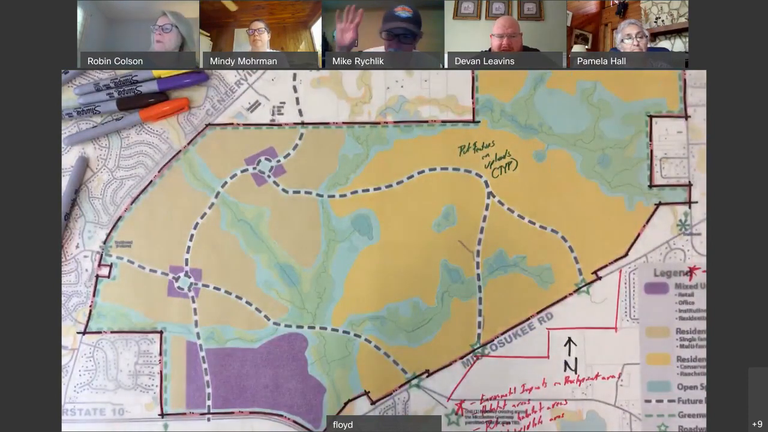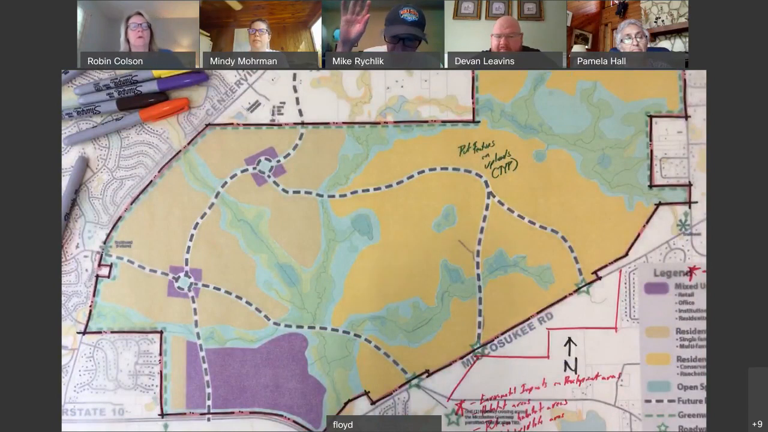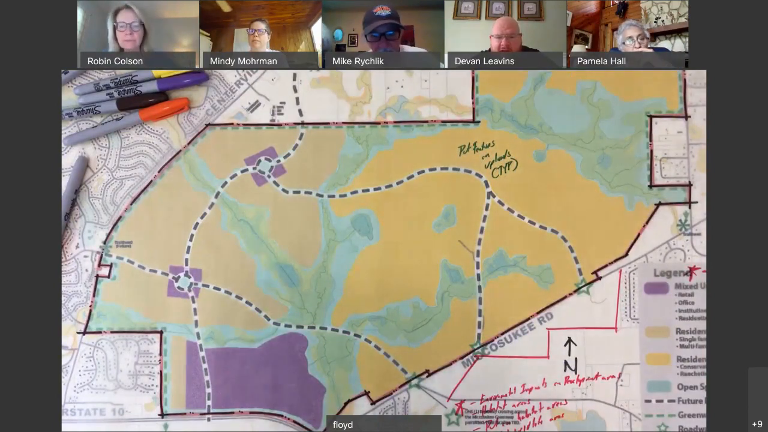Anybody else want to have anything, comment, want to make any type of suggestions on the habitat side or environmental side? And if you are muted, you have to unmute before you speak.